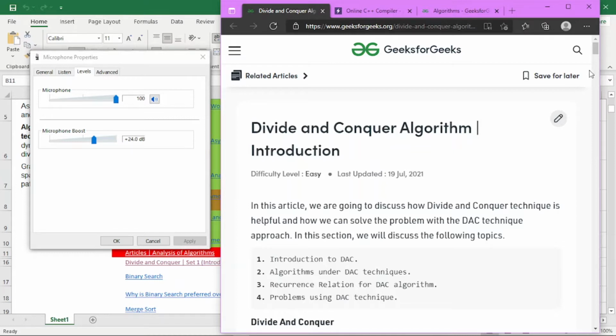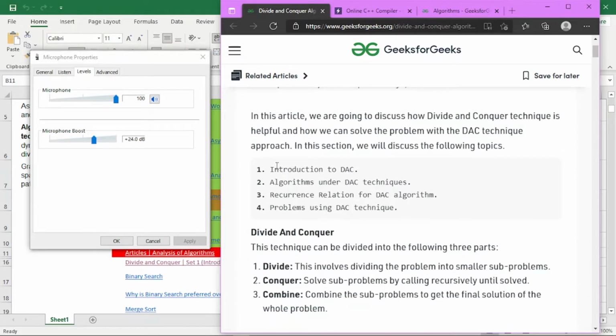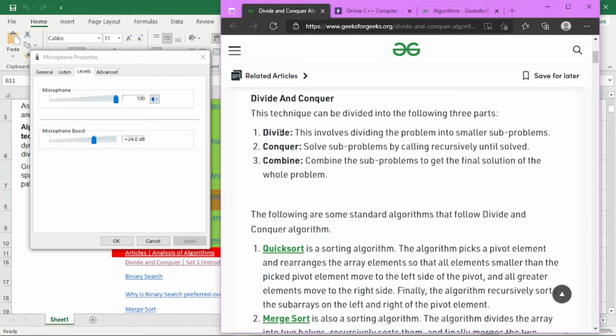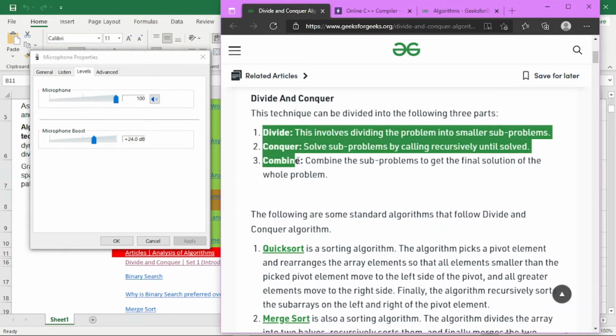So you can see in this section there will be four topics: introduction to DAC algorithm and the DAC technique, recurrence relation for DAC algorithm, and problems using DAC techniques. So first of all, to begin with the introduction to divide and conquer, we have three things: divide, conquer, and combine.